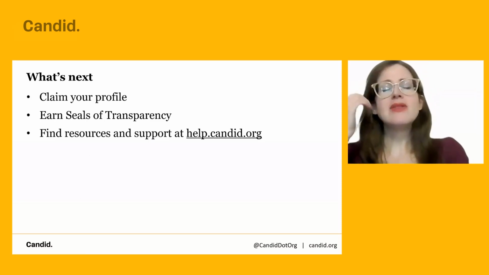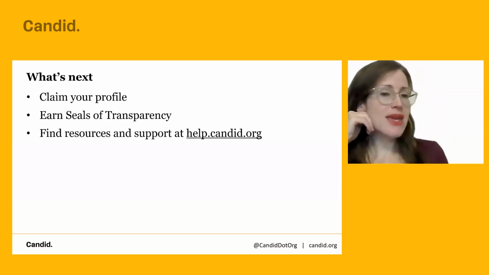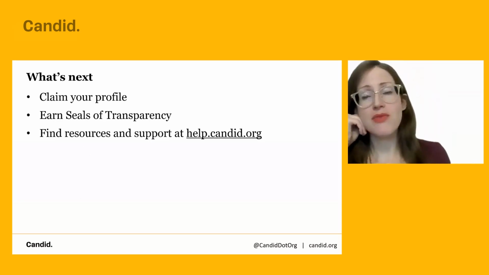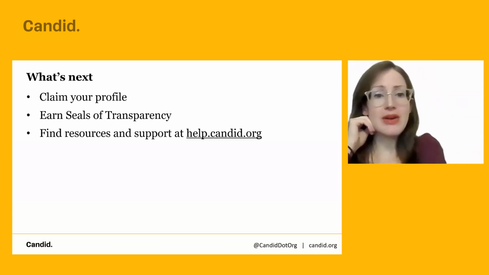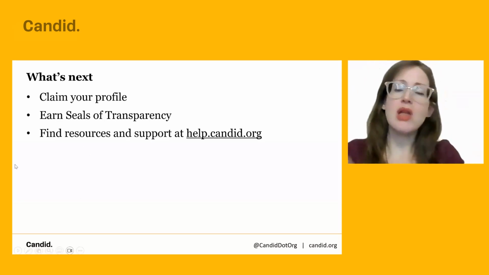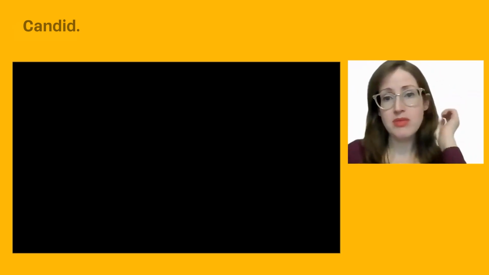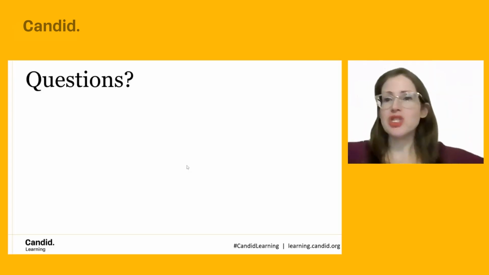So what's next? Take the time, if you haven't already, to go in and claim your nonprofit profile. At that point, go in and edit. You can earn different seals of transparency. And even if you just have a few minutes, you can start with bronze and get more later on when you have more time. And find any resources and support along the way at help.candid.org.